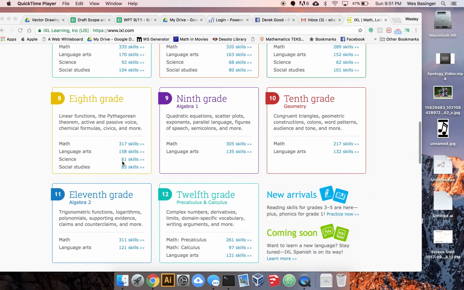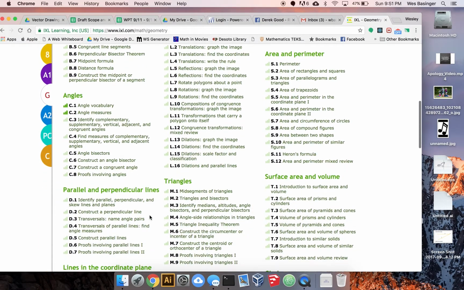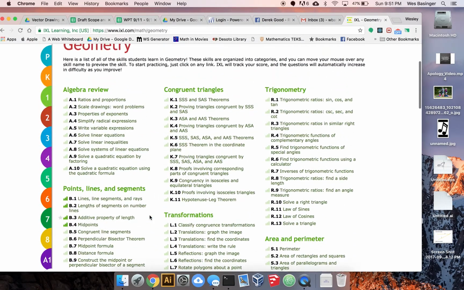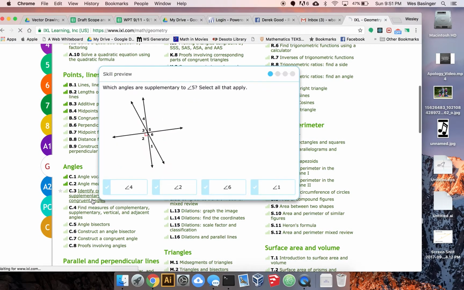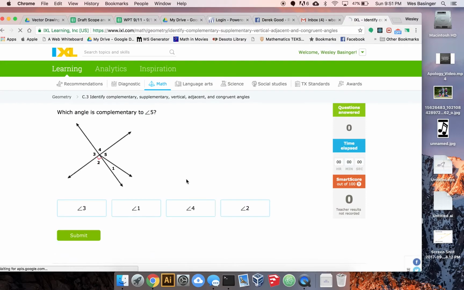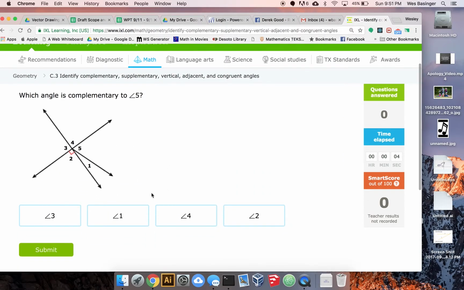Okay, so this IXL is not difficult. It's just in some parts a little bit tedious. So even I did it, and I found that I had to slow down and really pay attention to what was going on. So it's going to ask you questions like this.